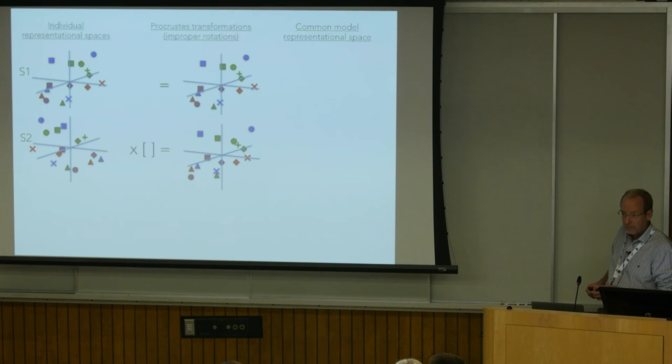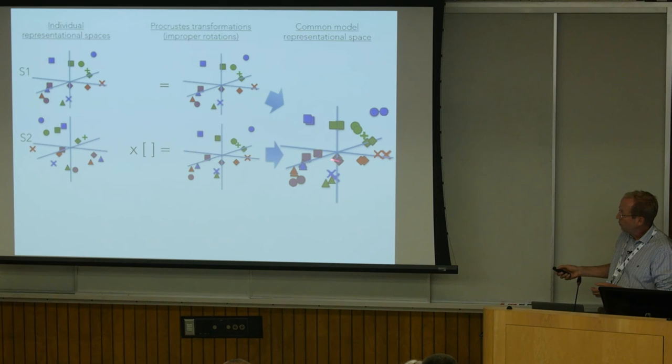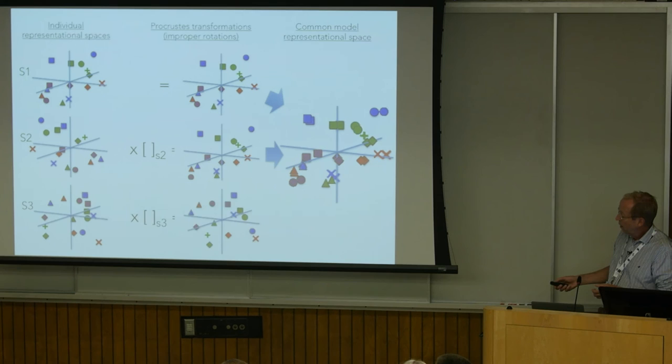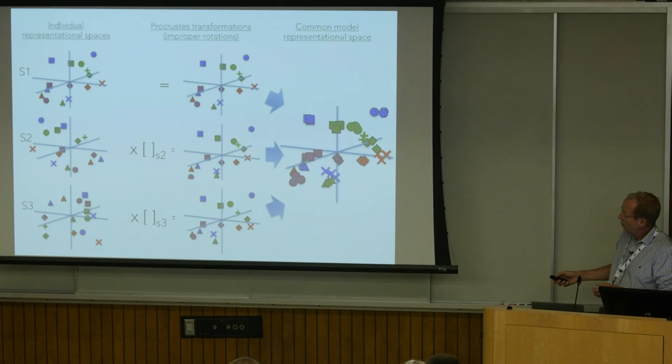And the vectors are now, for the same time points, close to each other in the common representational space. For subject 3, we need to get a new transformation matrix so that subject 3's pattern vectors are lined up and in the same location in the common model space. So we do this iteratively.